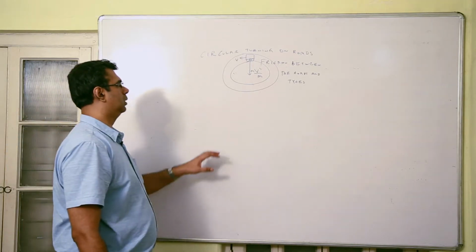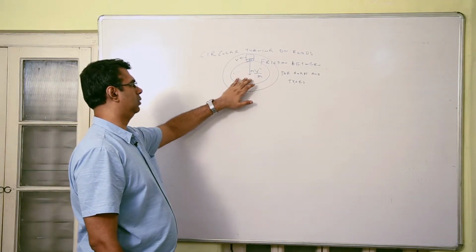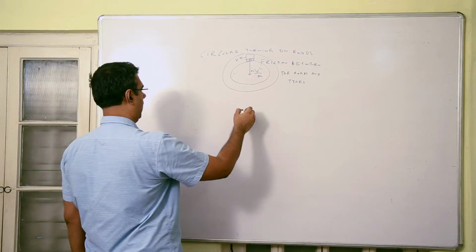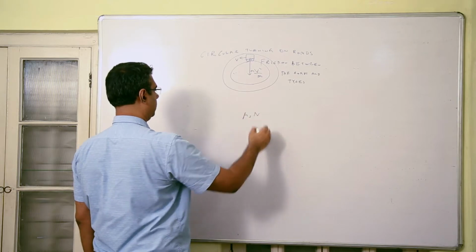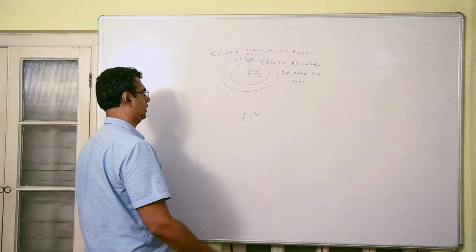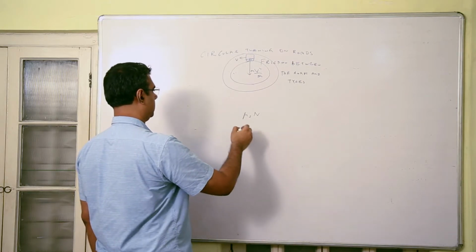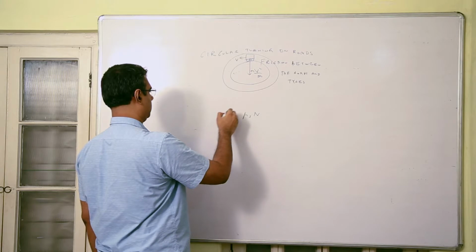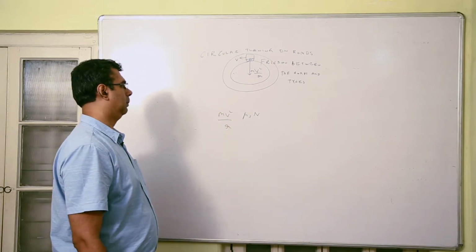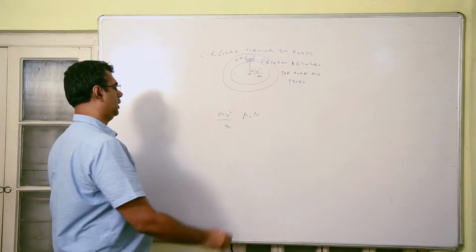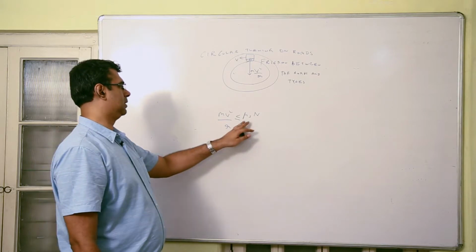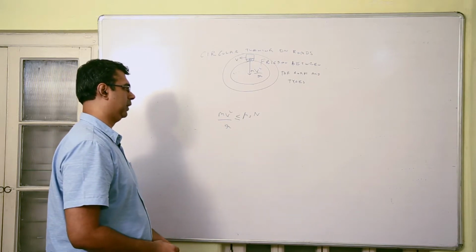Now you know that friction has a limiting value. Friction cannot be unlimited, it has a limiting value, and you know how the limiting friction is calculated. It is coefficient of static friction into normal reaction. Now the thing is, mv square by r is being provided by friction, but friction has a limiting value. So you could say that mv square by r should be lesser than equal to the limiting value of friction.